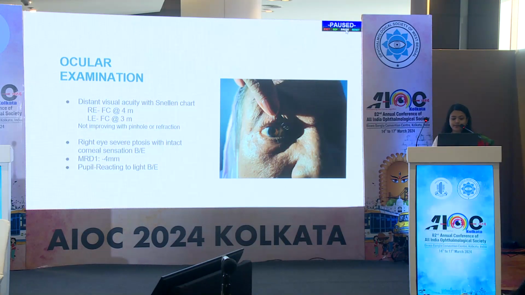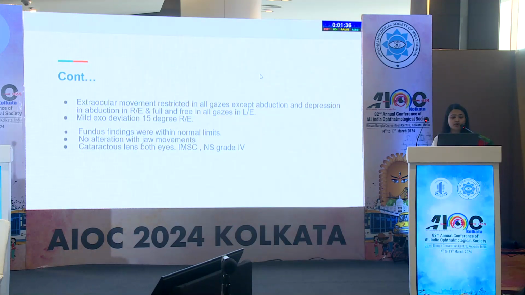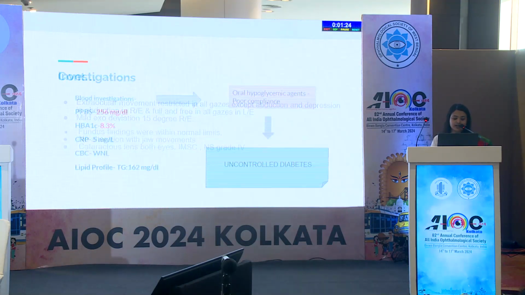Please carry on. Ocular examination revealed a distant visual acuity of finger count 4 meter in the right eye and 3 meter in the left eye, not improving with pinhole. The right eye showed severe ptosis with corneal sensations intact in both eyes. MRD1 in the right eye was minus 4 mm. Pupils were reacting to light in both eyes. Extraocular movements were restricted in all gazes except lateral gaze in the right eye, and full and free in all gazes in the left eye. There was a mild exodeviation of 15 degrees. Fundus findings were within normal limits. The lens was cataractous in both eyes.